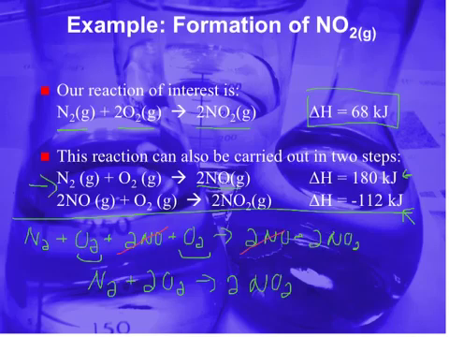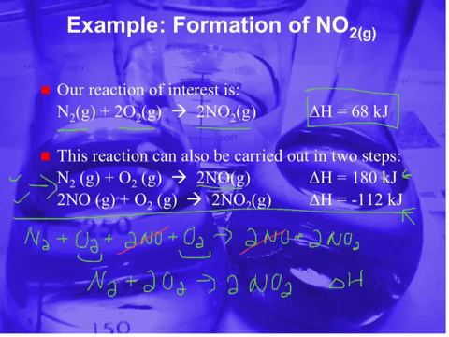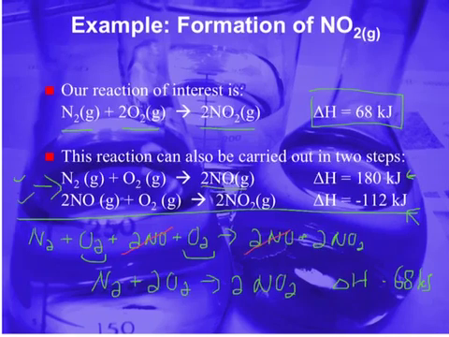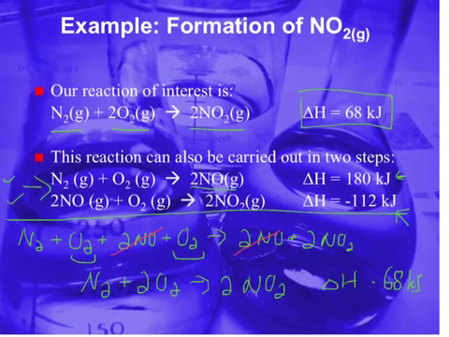Because we added these two equations, we also need to add up the enthalpy of reaction. So if we add 180 with negative 112, we will get the enthalpy of reaction. And the enthalpy of reaction here is 68 kilojoules. So this 68 kilojoules is the same as the amount that we're told. So now we've proved that by adding two different chemical equations together, we can determine the enthalpy of reaction for a third equation.